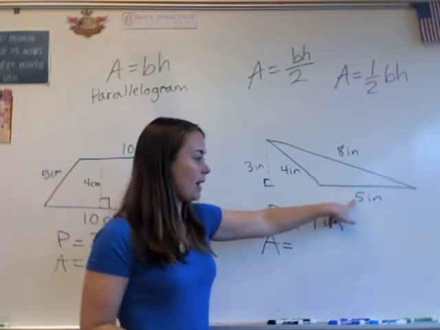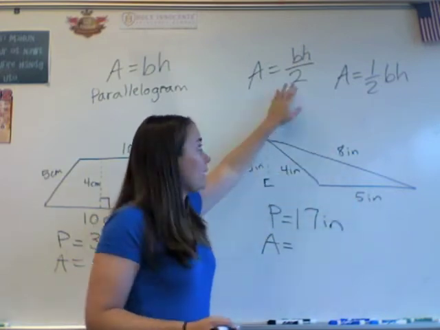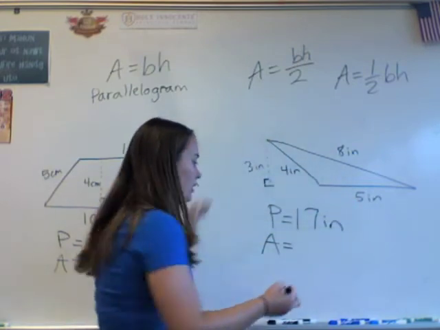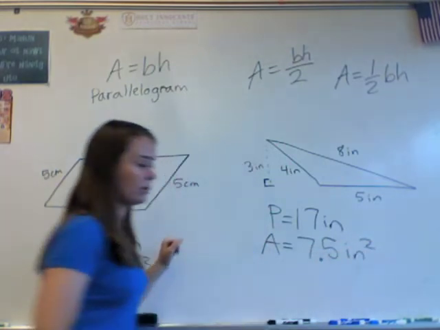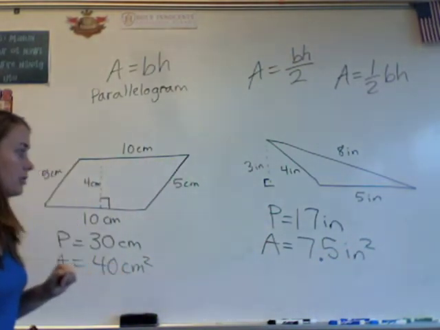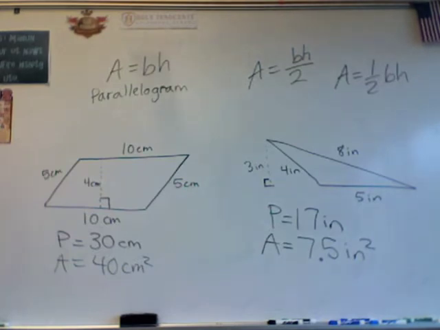So 3 times 5 is 15, and then what we have to do is take half of that. So half of that would be 7.5 inches squared. So here's our 2 slightly trickier examples.